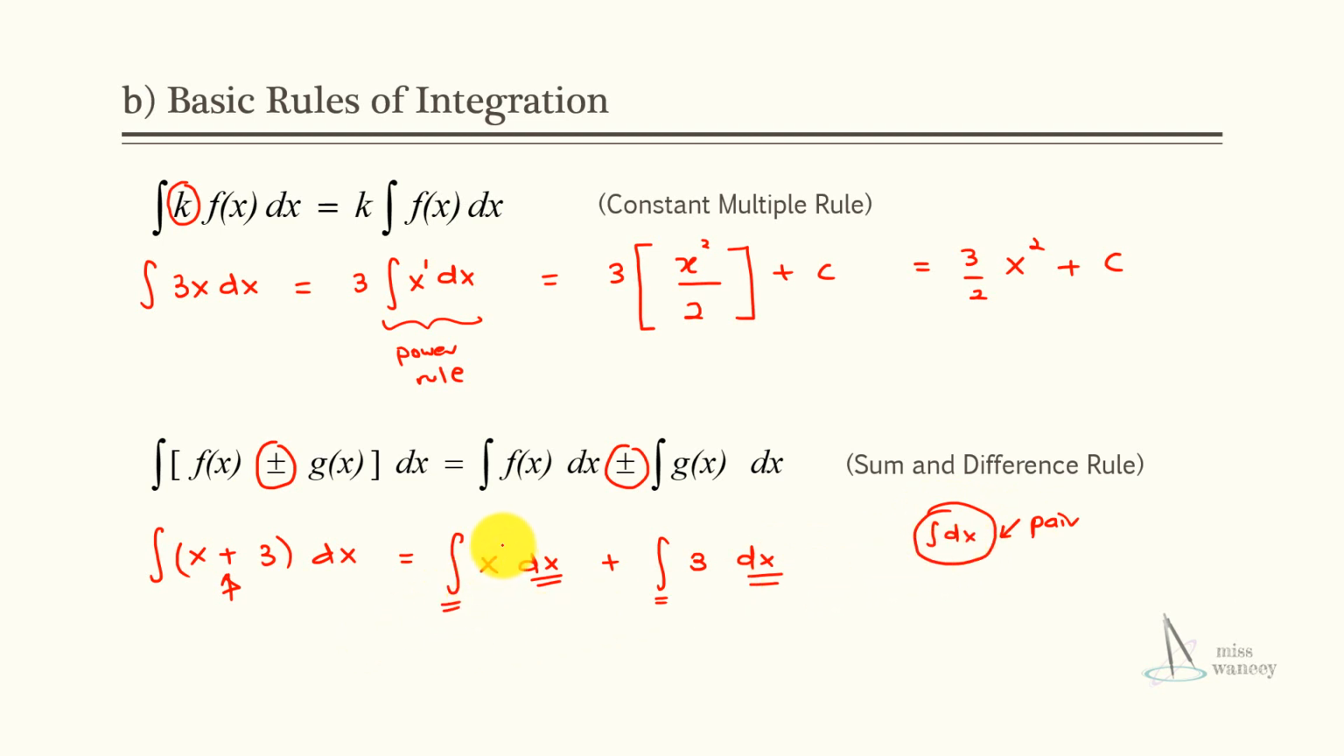Okay, so integrating x dx is done by using the power rule. So x to the power of 2 over the new power 2, plus, and this 3 is a constant, so we simply write 3x, plus c. So you simply need to write down the c once only.